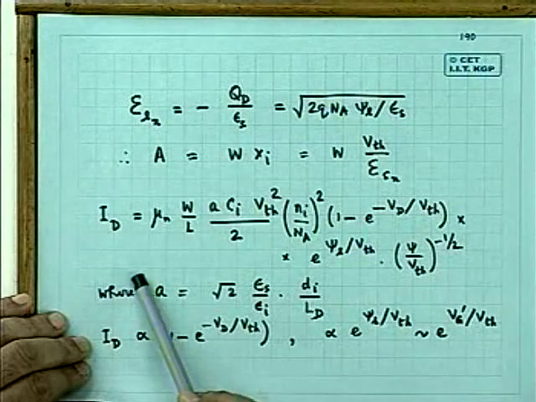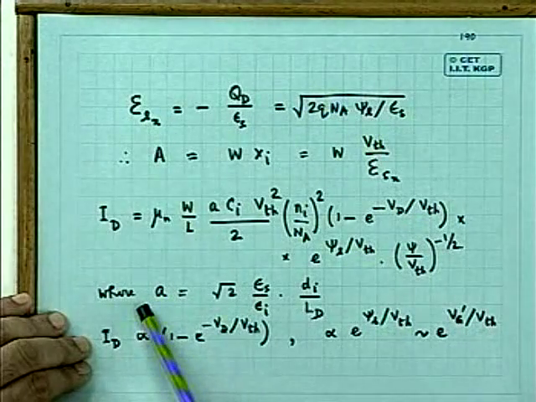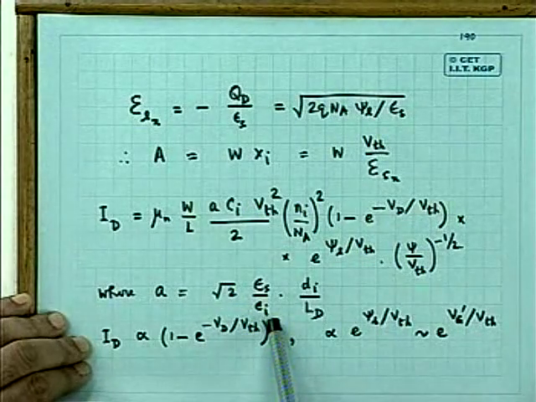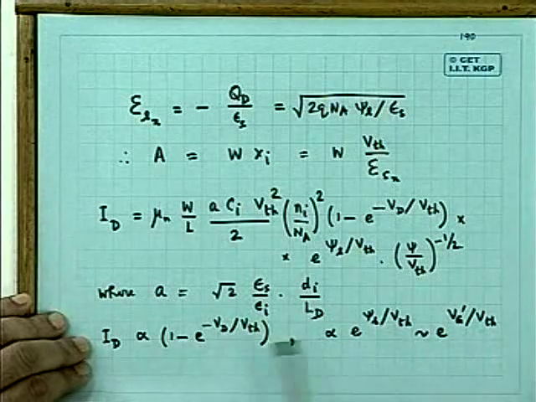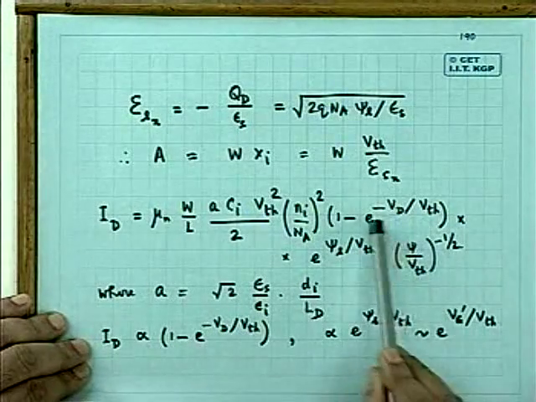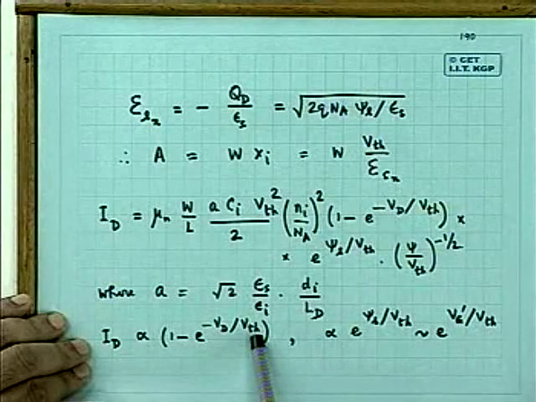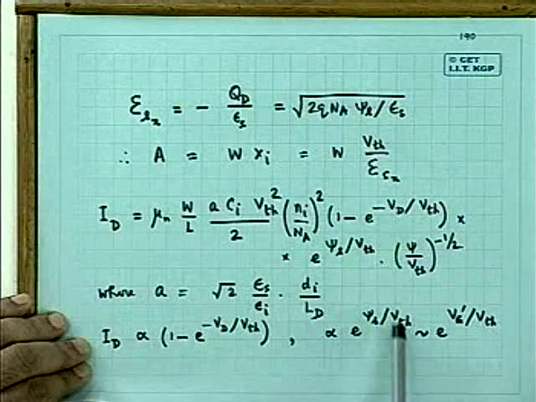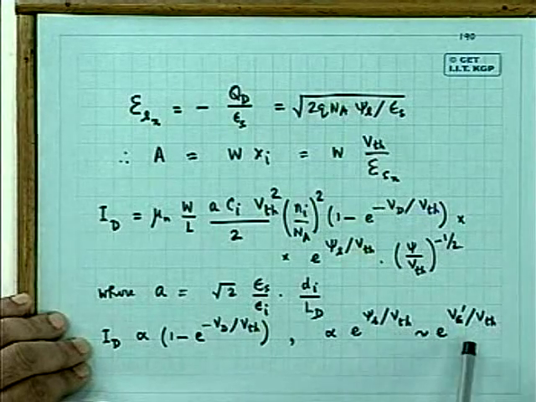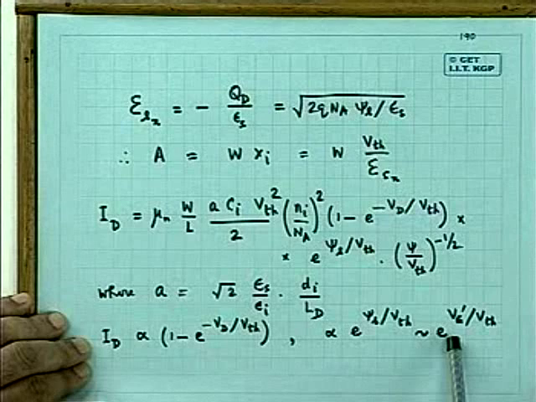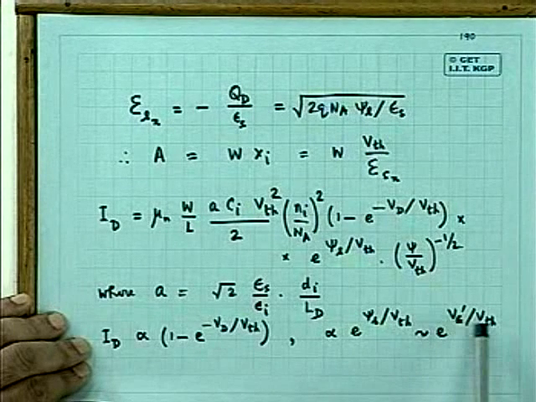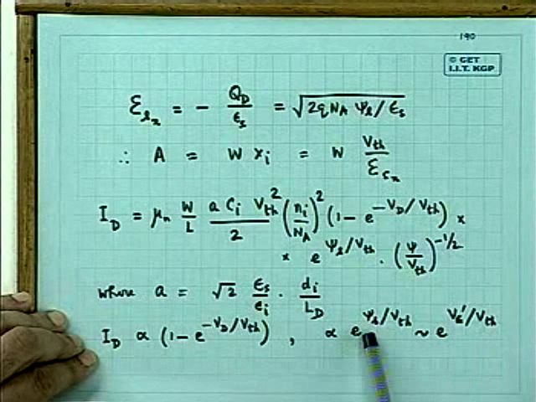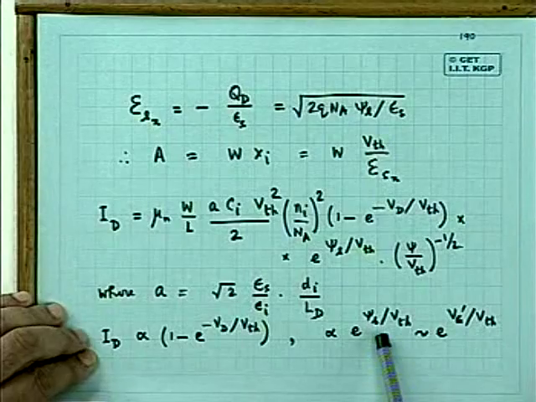and a parameter A, which was defined earlier and is given by epsilon s, root 2 epsilon s by epsilon I into di by ld. And we noted that Id becomes proportional to 1 minus e to the power minus Vd by Vth. It is proportional to e to the power psi s by Vth, and hence it is also proportional roughly to e to the power Vg dashed by Vth. So far as dependence of Id on Vg or psi s, it is exponential.